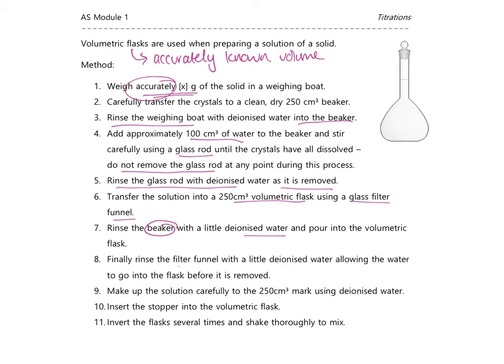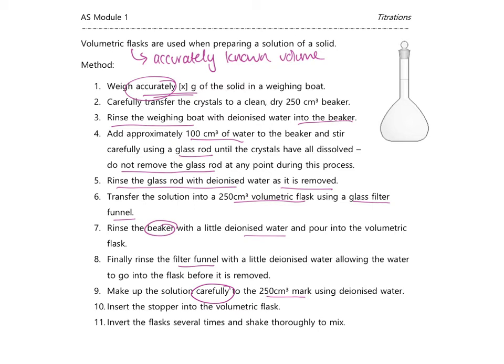And then you finally rinse the filter funnel because it's got a little bit of the solution. So anything that's got a bit of the solution or the original solid, you've got to rinse it and make sure all of that goes into the volumetric flask. You make up the solution very carefully to the 250 centimetre cube mark until the bottom of the meniscus is on that mark.